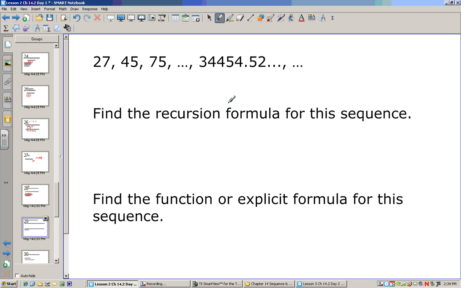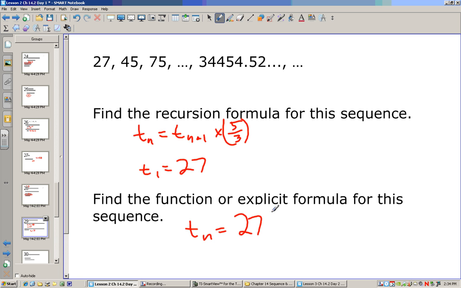Now let's find a recursive and an explicit formula for this. I would pause it and try to do it on my own. We'll take our previous term, t sub n minus 1, and we're going to multiply it by 5/3, and we'd have to say our start is at 27. Now for an explicit formula, t sub n equals our starting term, which is 27, times our common ratio to the n minus 1. This is our explicit, and this is our recursive.